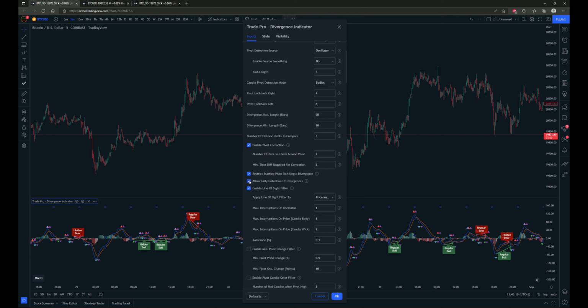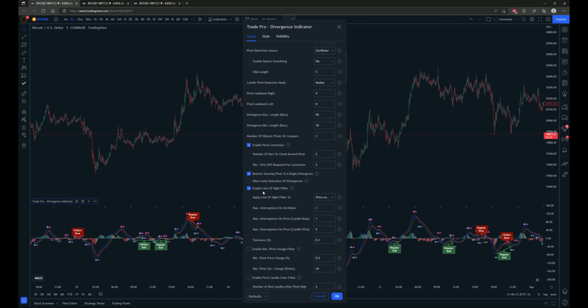So if we put on early detection of divergences, we'll see a few more signals pop up here. If we just give it a second, there we go, tons more signals on there, and I'll get rid of that now, and you can see it says early in parentheses here as well, so these are the early signals, so you should be a little bit more cautious about those early signals.